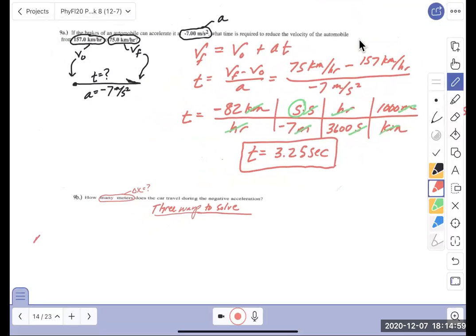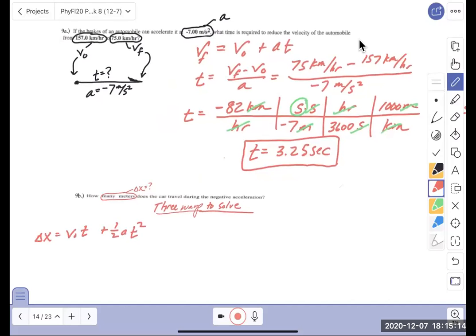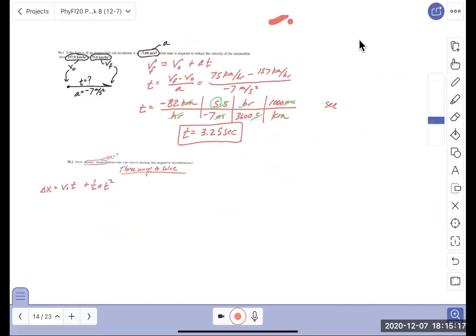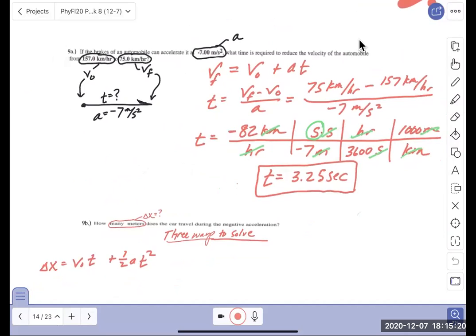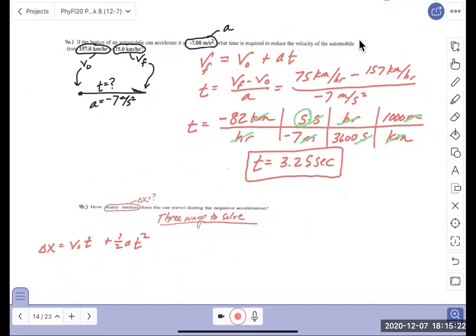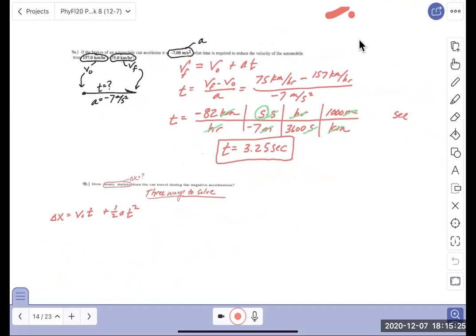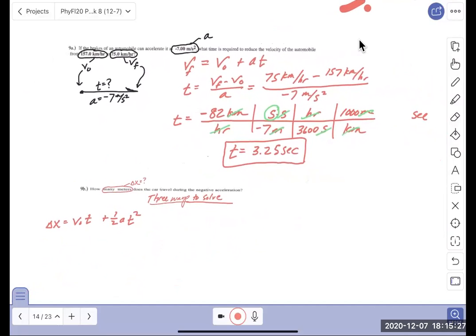So the second orange: delta x equals v naught t plus 1/2 a t squared. Now we know t, we know a, we know v naught. I want to put v naught in terms of meters per second. We'll just do that right there in the problem, because we never actually did that up here. Up here we were looking at the difference. So we have delta x, and it says meters, so delta x will be in meters.